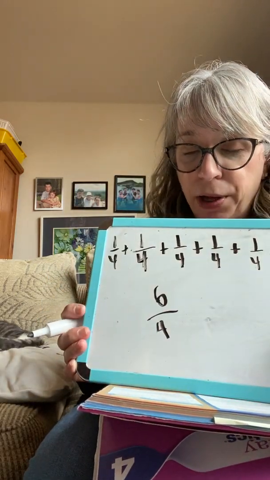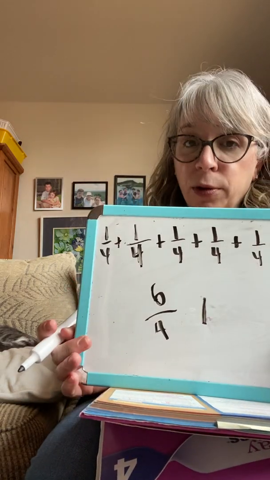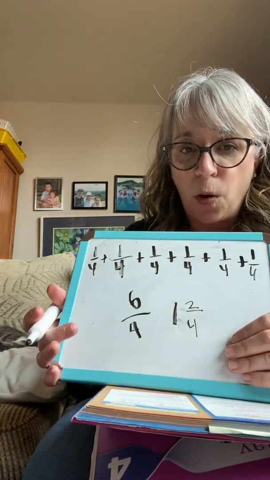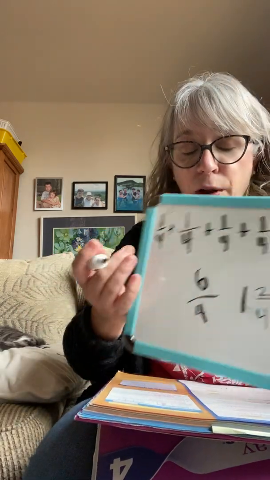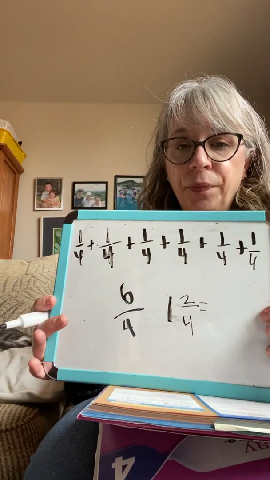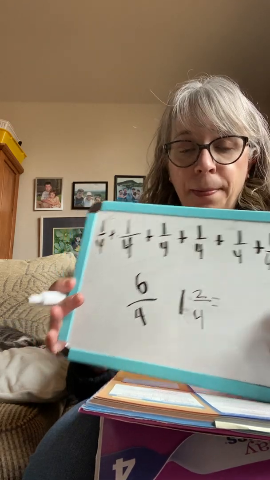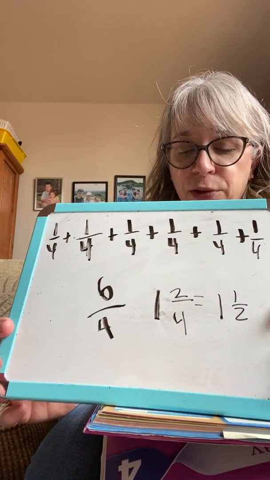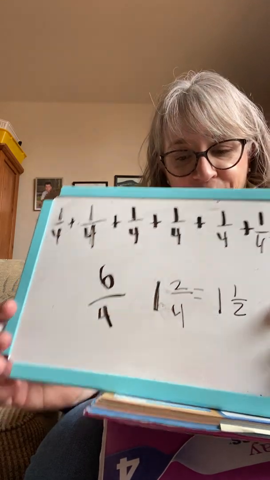So how many times can 4 go into 6 without going over? That would be 1 time. And now you're going to think 6 minus 4 is 2. And then our denominator is going to stay the same, which is 4. So 1 and 2/4. We can make that a smaller fraction, which would be 1 and 1/2. So the weight of the yellow hammer is 1 and 1/2 pounds. Okay? All right, so let's move on.